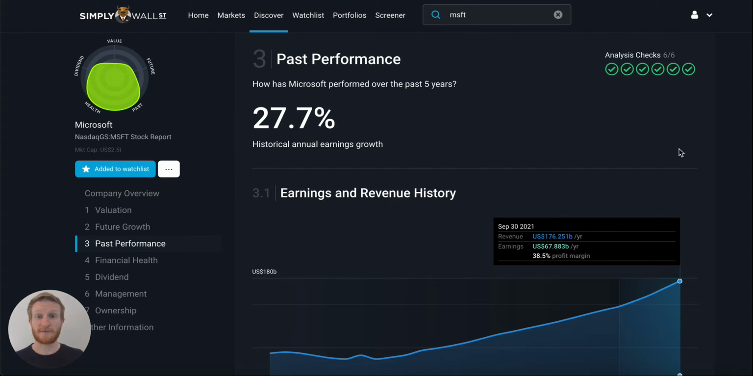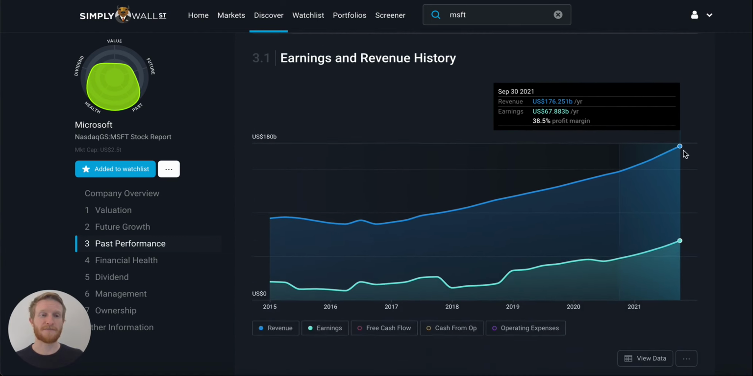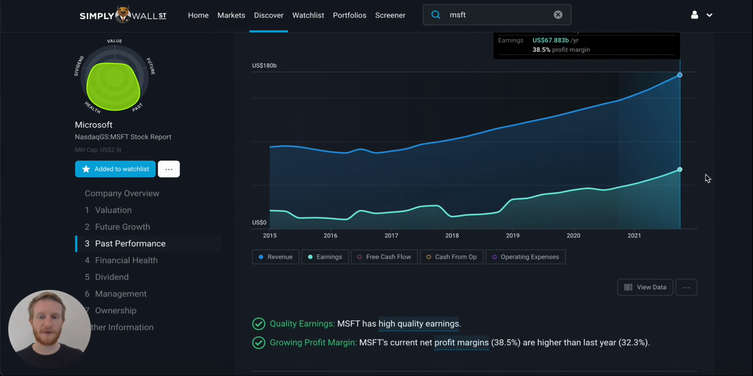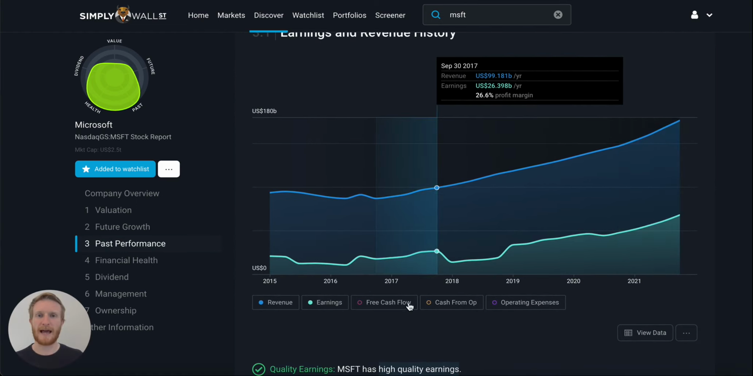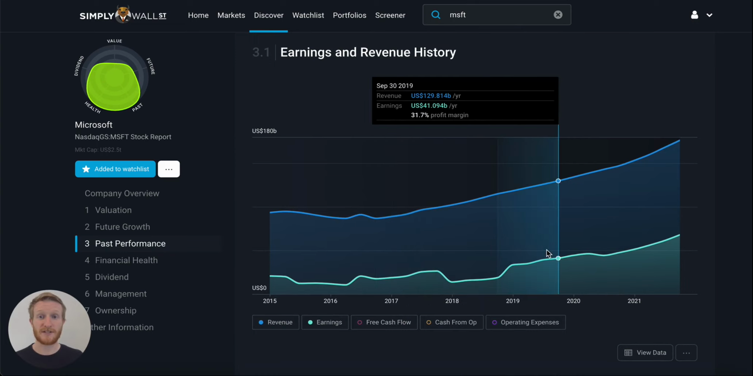We do 6 metric checks here, just like we do in every other section, and I want to talk through them now. The first 2 we check are quality earnings and growing profit margins. I'll explain this chart first and then how it relates to those 2 checks. Just like in the future growth section earlier up above, there's a very similar chart to this, except it's forward looking, whereas this is backward looking.